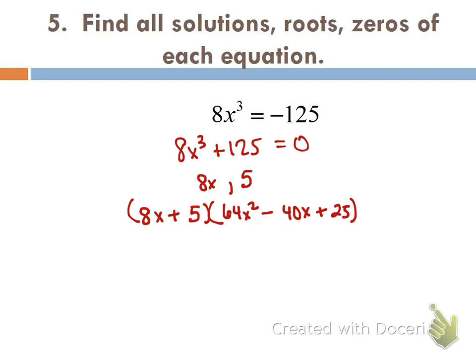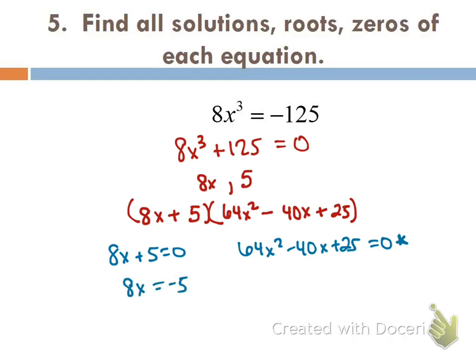It is always a prime trinomial, so it never factors, which means that when I set everything equal to 0, I'm going to have to use the quadratic formula for that trinomial. So every time, if it's a perfect cube problem, you're going to have an easy problem where I subtract 5 from both sides and divide by 8. And you're going to have a little more difficult problem where you have to use the quadratic formula.